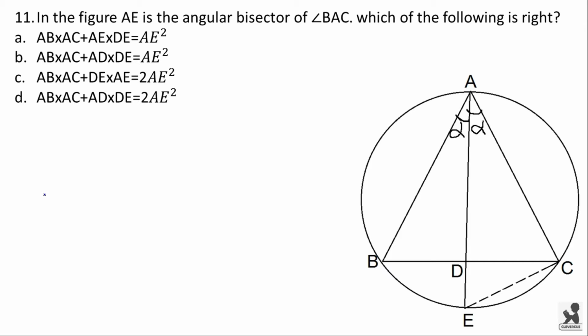This video is the continuation of questions from circles based on chords. In the given figure, AE is the angular bisector of angle BAC. Which of the following is right?